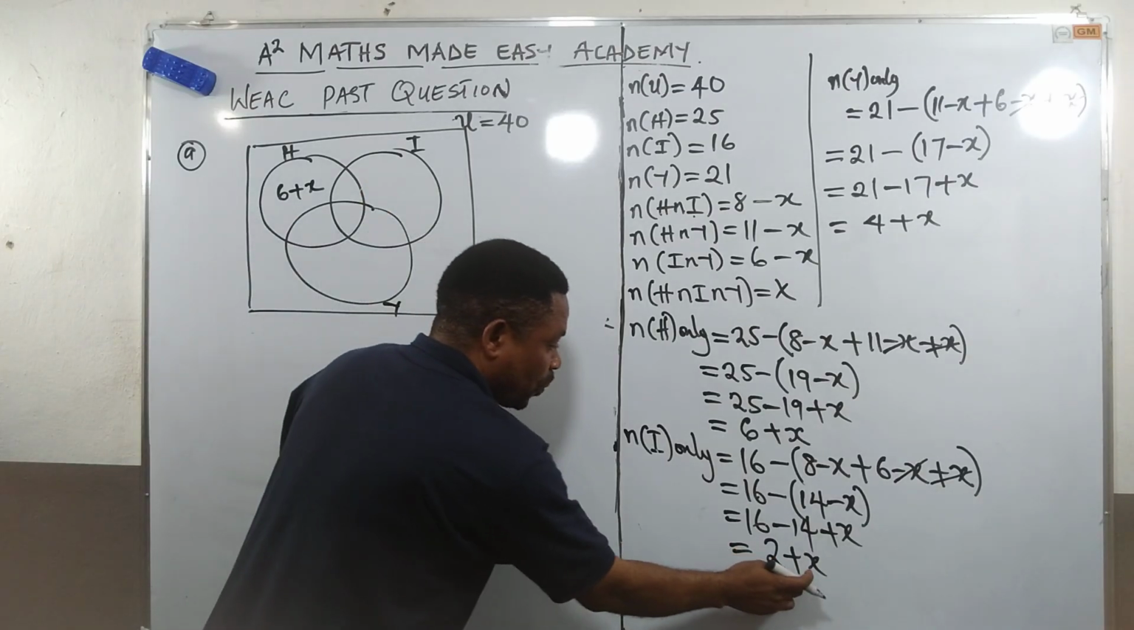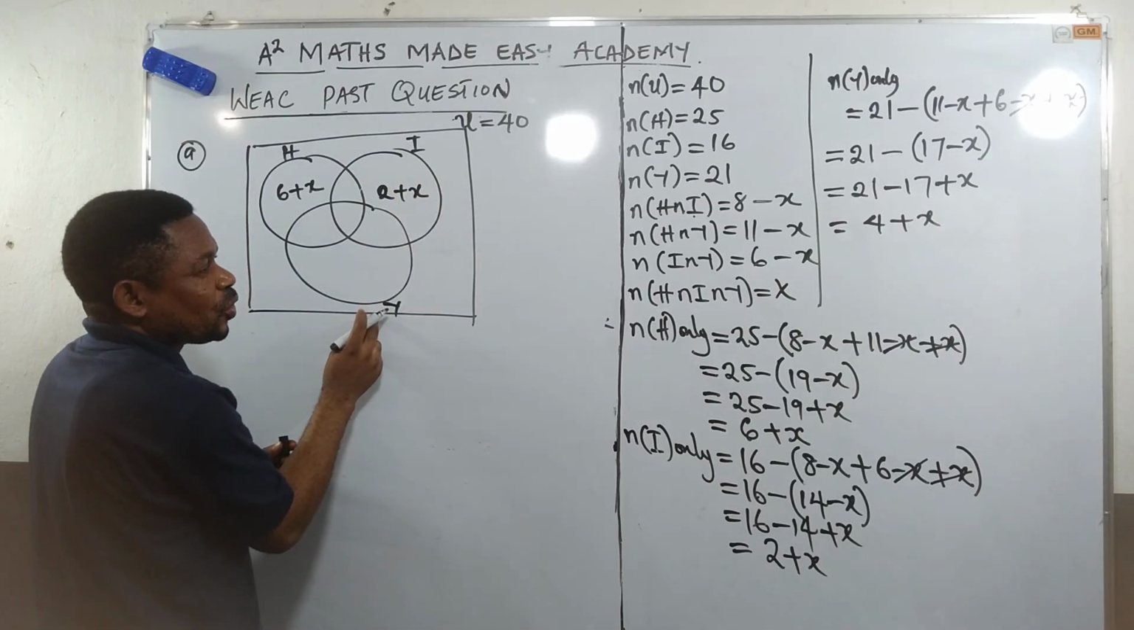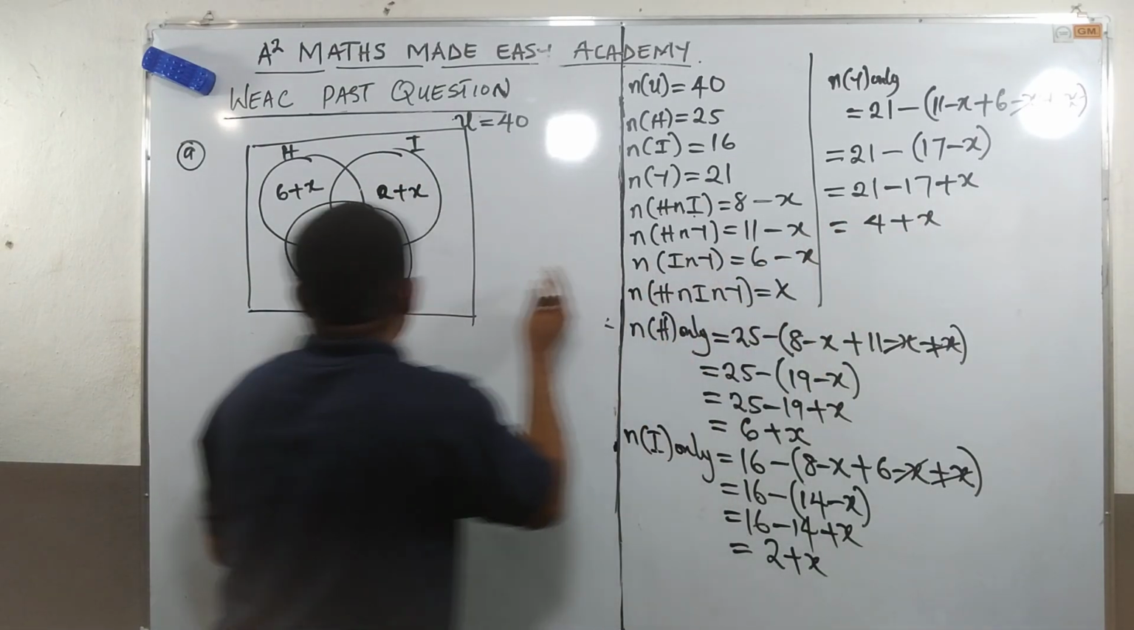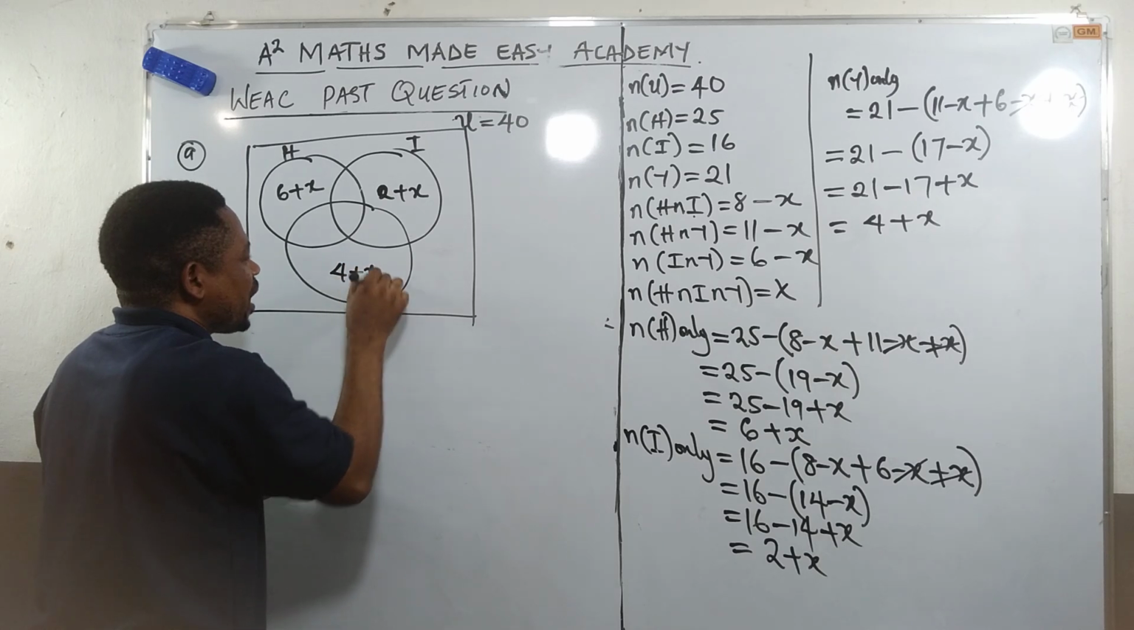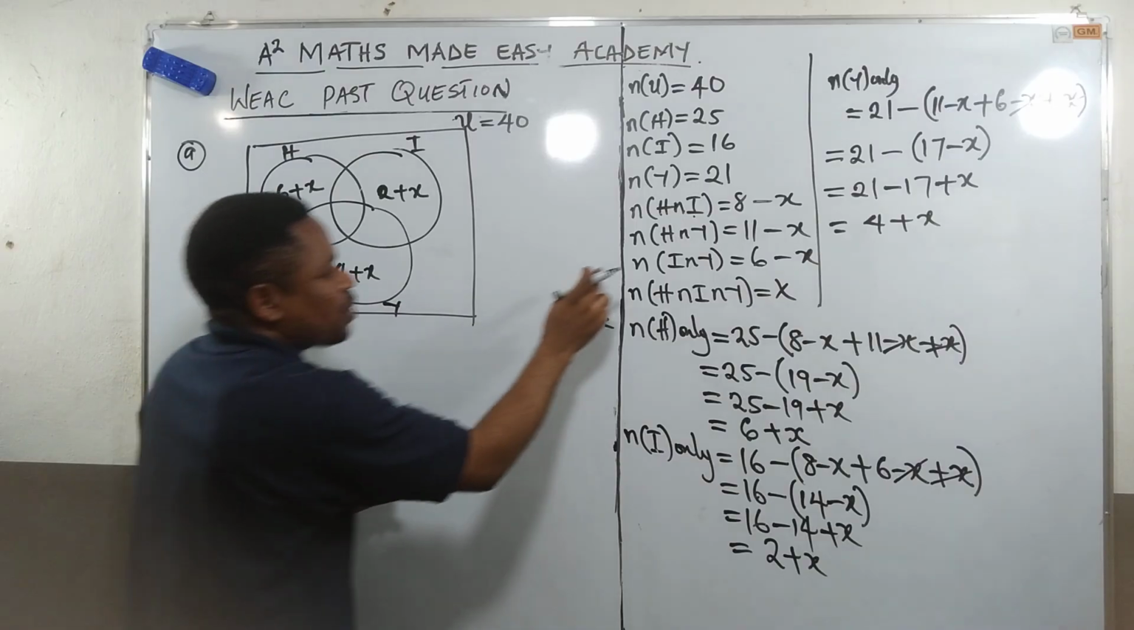It has been solved. 2 plus what? X. I will now put here 2 plus X. Now what is Yoruba only? Watch. 4 plus what? X. I will now put 4 plus X. The next one is Hausa and what? Igbo. What is Hausa and Igbo?